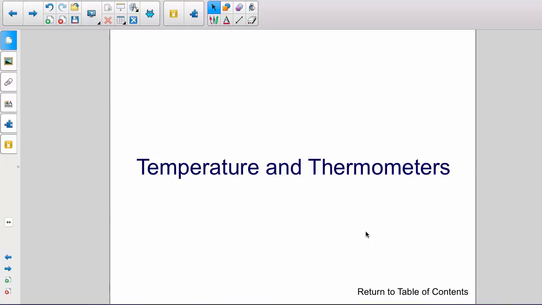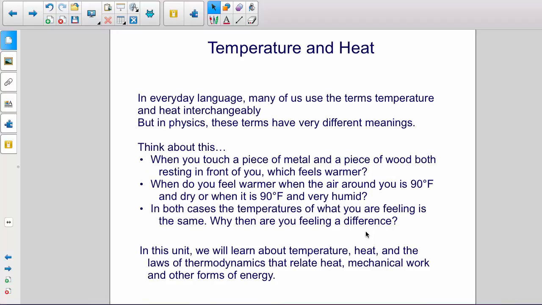Temperature and thermometers. In everyday language, many of us use the terms temperature and heat interchangeably. But in physics, these terms have very different meanings.